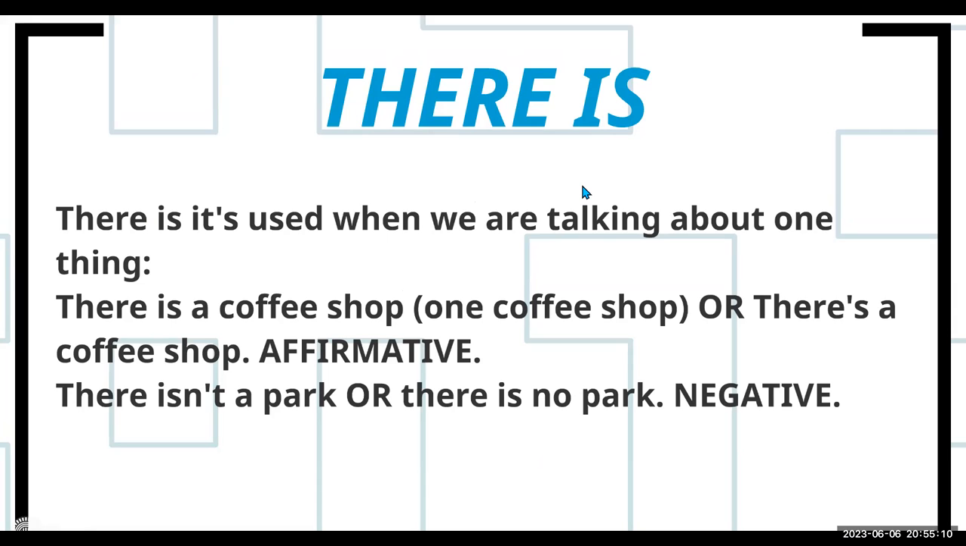Okay, I'm going to read this slide. There is, it is used when we are talking about one thing. La palabra there is la vamos a usar cuando estamos hablando de una cosa. For example, there is a coffee shop, one coffee shop, or there's a coffee shop. This is an affirmative. There isn't a park or there is not a park is negative. Okay, take a look at the examples and let me know if you got it or not. Vea los ejemplos y el concepto, por favor, léalo y si comprende, me avisa y si no comprende, también me avisa.